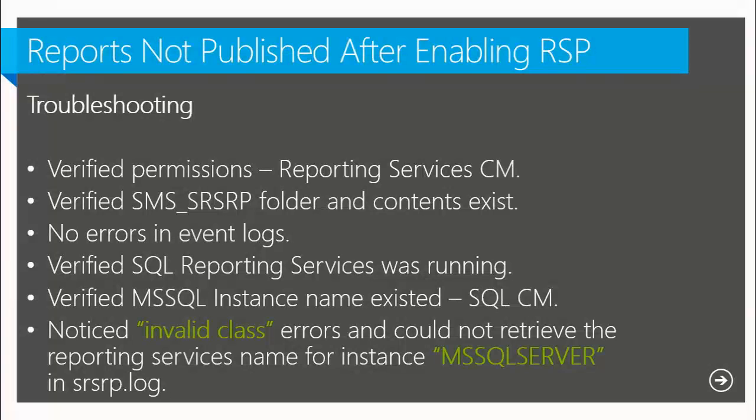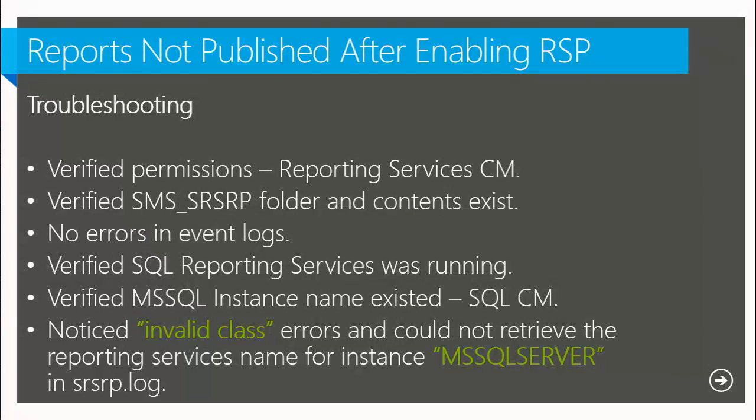There's no errors in the event log. Verified Reporting Services are running. So then I went back and looked at the logs again, and I saw in the Reporting Services log there were some invalid classes. So I said, wait a minute. Anytime we deal with invalid classes, we know what that is, right? WMI. It's always WMI, right?